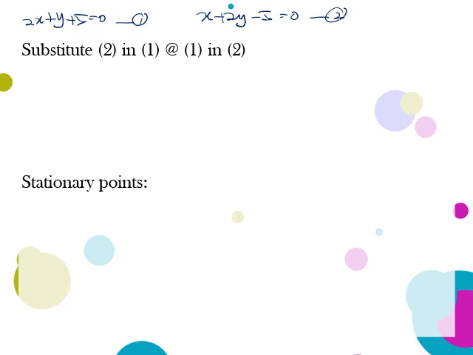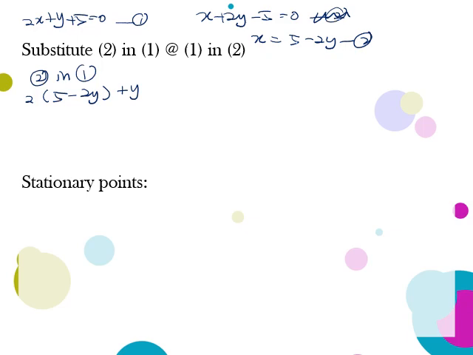Okay, so I simplify this one: x equal to 5 minus 2y. So we get the edited equations. So we just substitute 2 in 1. So we have 2x, we have 5 minus 2y plus y. Just substitute this one. Plus 5 equal to 0.